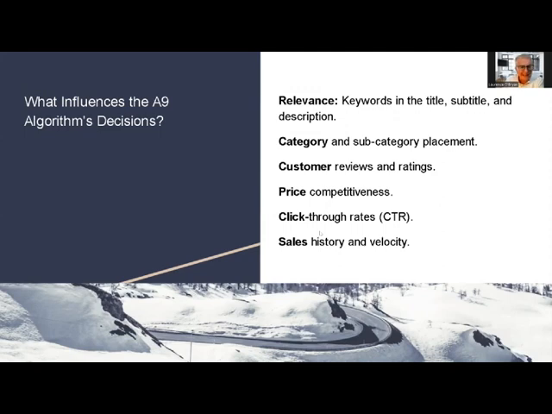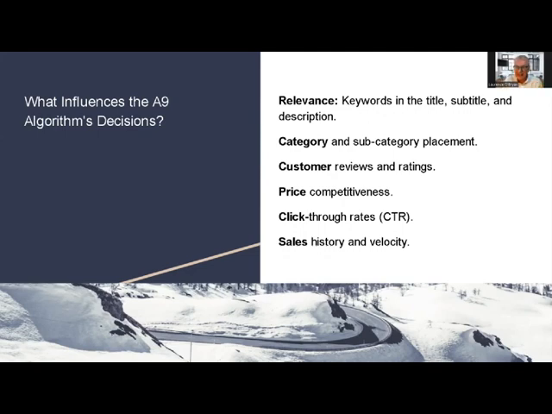So what influences the A9 algorithm's decision? There are some key things to understand. The first is relevance. That means how relevant your book is to the search that somebody has made. Are the keywords in the title relevant to the search? Is your subtitle relevant? And is the description relevant? Your category and subcategory will also have an influence on the placement, and the number of reviews and the ratings you are getting for your book, as well as things like the price competitiveness. Are you competitive on your pricing? And the click-through rate when your book is presented to people, and the sales history and velocity.